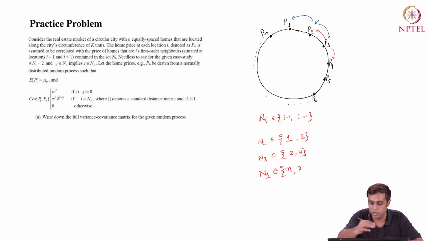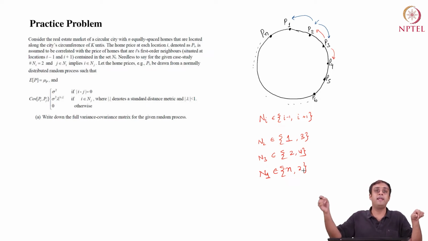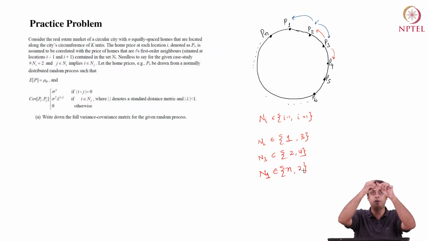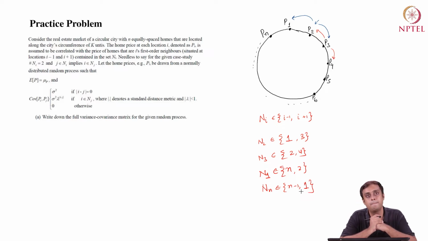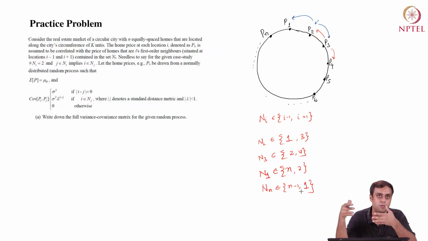Because it's a circular city, instead of a real number line where n only had one neighbor, it now has a second neighbor, which is house 1. Similarly, the set of neighbors at location n will be location n minus 1 and location 1, and so on and so forth. So basically we can define this set, containing neighborhood houses, as Ni.